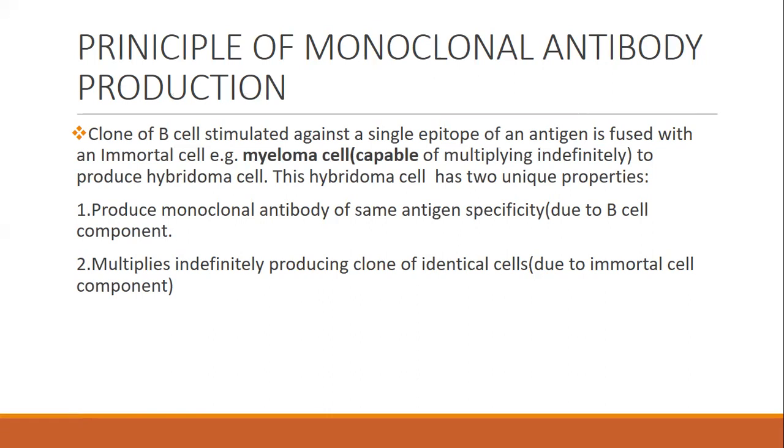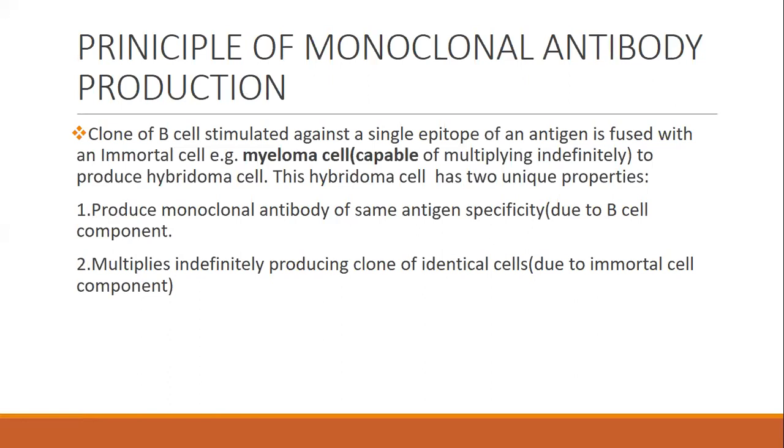any immortal cell. Now, what is an immortal cell? That cannot die, that can live. Like myeloma cells, which are capable of multiplying indefinitely to produce a hybridoma cell. Hybridoma cell is also known as a fused cell. Now, this hybridoma cell has two unique properties. They will produce monoclonal antibody of the same antigen specificity due to the B cell component, and multiply indefinitely, producing a clone of identical cells due to the immortal cell component.